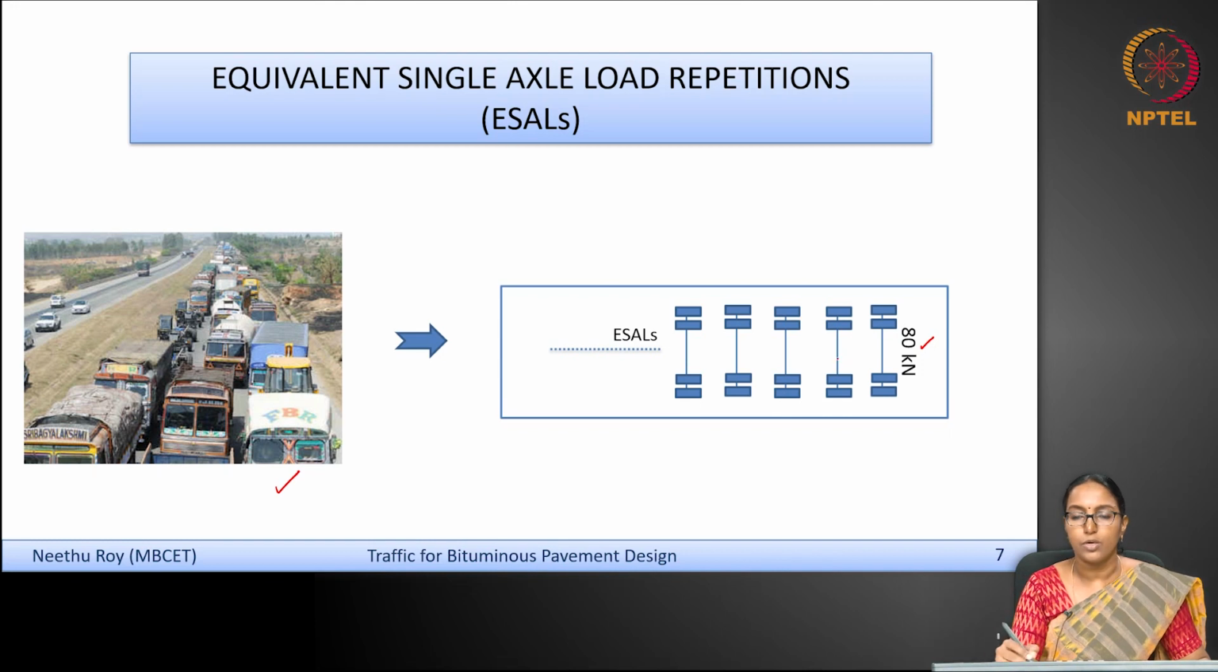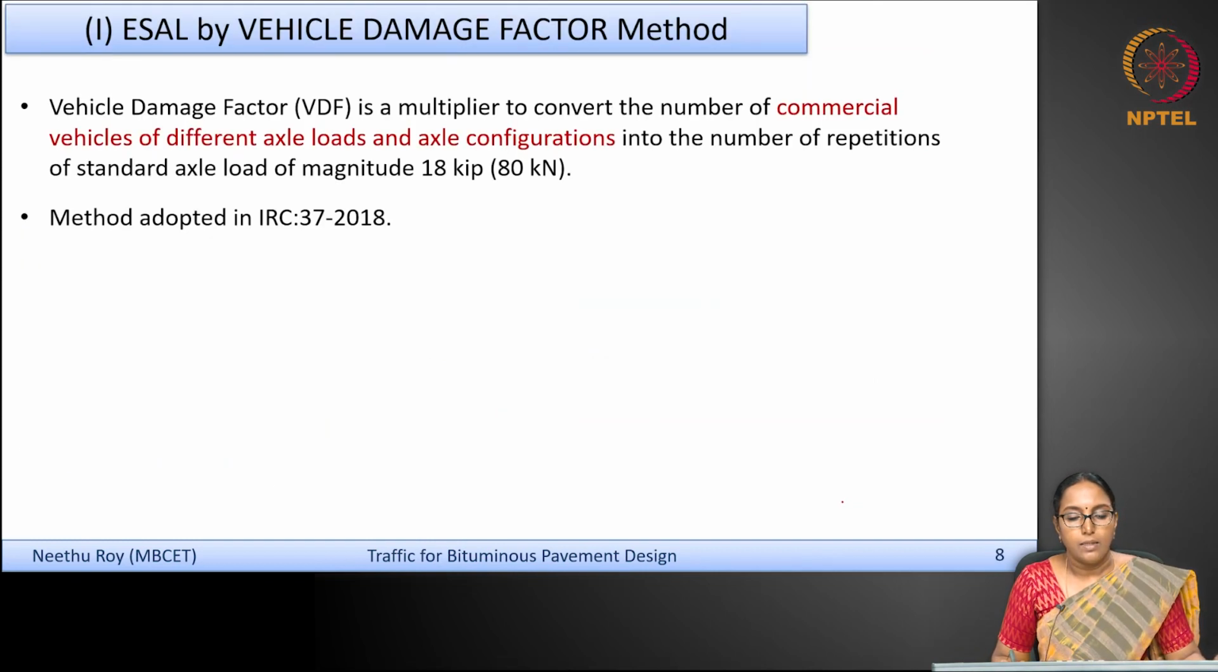So you call it the equivalent single axle load, or ESALs. How to do this conversion, by applying the equivalency factors that we have already discussed, is what we are going to discuss in this lecture. Okay. Now, as I said, there are three approaches. One is the vehicle damage factor method. The second is the truck factor method, or average truck factor method. And the third one is the load spectra factor method. Okay. We'll see each one of these one by one.